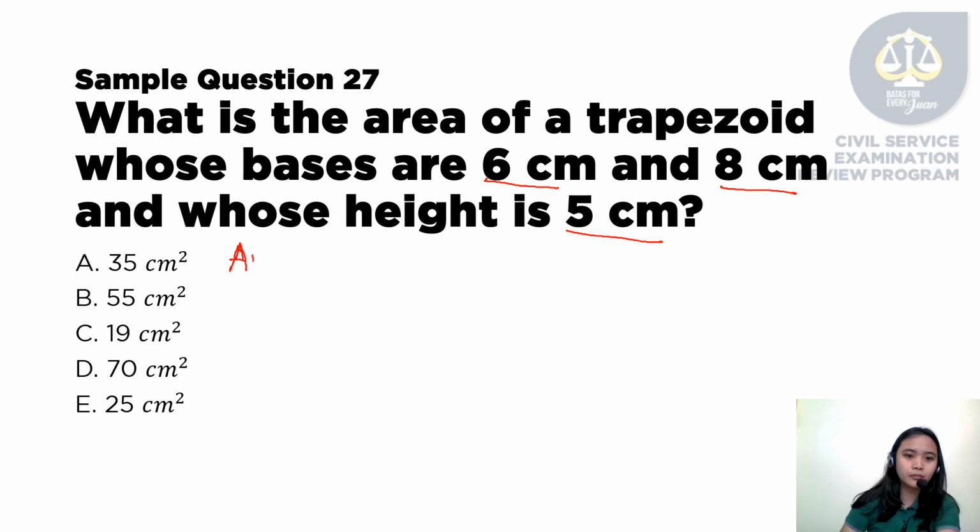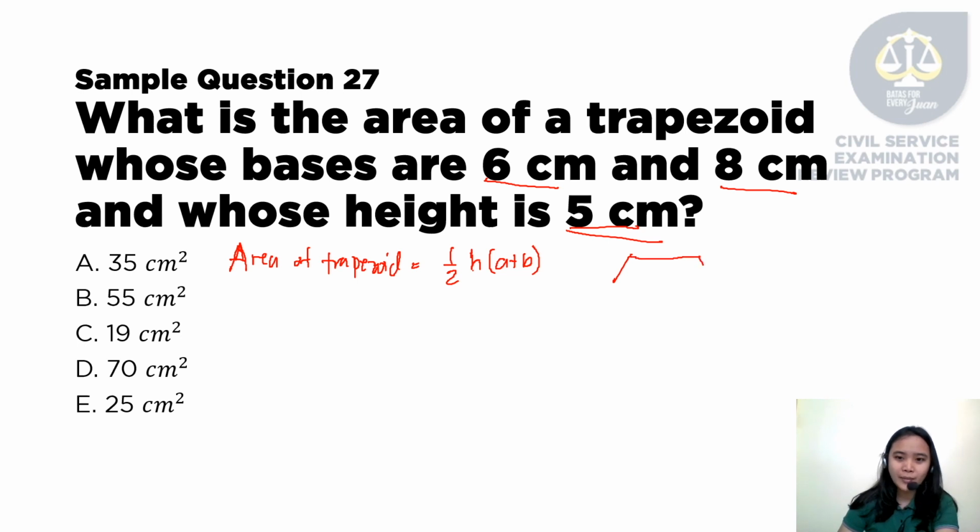Yung formula natin for the area of a trapezoid, equal lang yan sa 1/2 times height times yung sum ng dalawang bases natin. And given tayo ng height, ano yung height natin? 5 cm. Given din tayo ng dalawang bases, that is yung 6 cm and 8 cm. So, kung mapapansin nyo, ganito kasi itsura ng trapezoid. So, obviously, yung mas malaking base sa baba, that is 8 cm, 6 cm dito, and then meron tayong height na 5 cm.